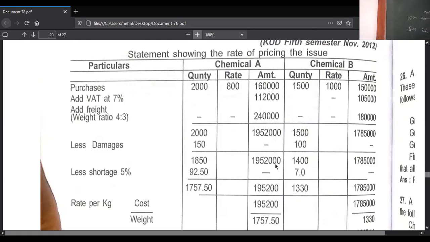Here 1400 quantity, amount is same. Then again there is a 5% loss in storage. If you deduct this loss in the quantity, 5% of this 1850 is 92.50. 5% of 1850 is 92.50. You deduct it in the quantity as another loss. Here 5% of 1400 is 70. You deduct here. Amount is same. Then rate per kg is equal to total cost divided by normal or good units.